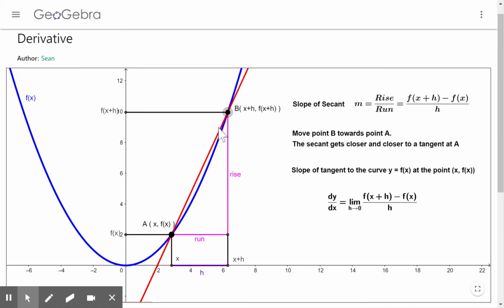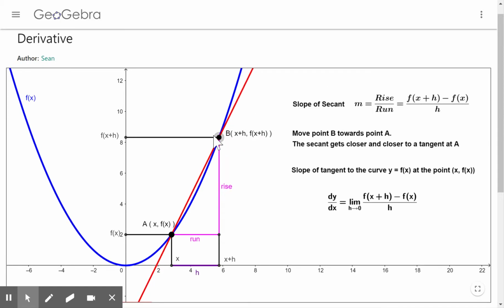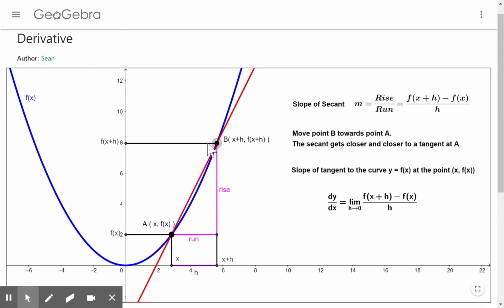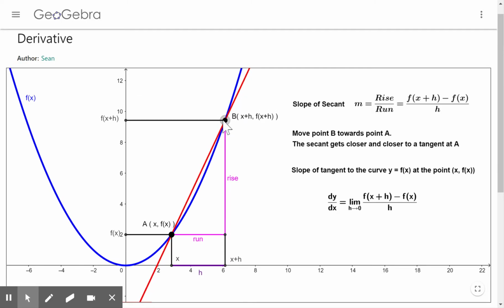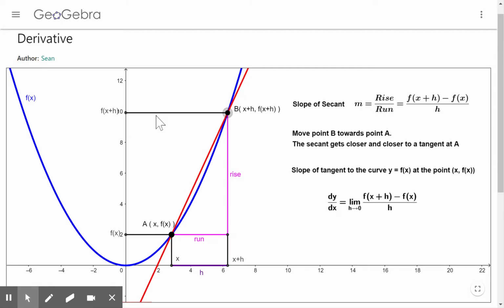Now, the next thing to consider is this line here in red. This line that cuts the graph in 2 points is called a secant. And if you move this around here, you can see the secant. What we're going to do next is get the slope of that secant. And the slope is the rise over the run. So I have it worked out over here, rise over run.